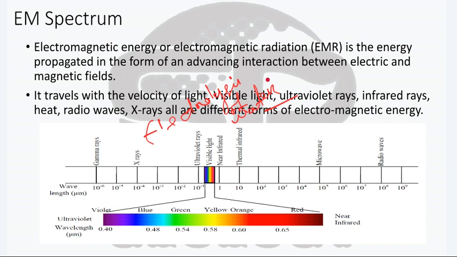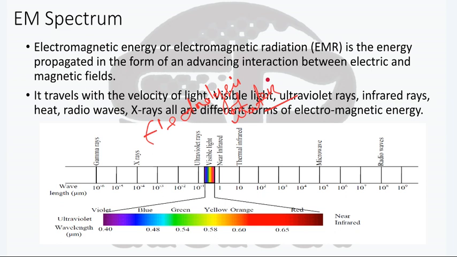Fingerprint detection, is it done by UV ray? I don't know actually, I am asking. Fingerprint detection, they use UV ray. Yes, blood stain detection, it is right. Yeah, blood stain detection, they use UV ray. Fingerprint detection, I don't know actually. Okay, so these are the uses of UV ray.